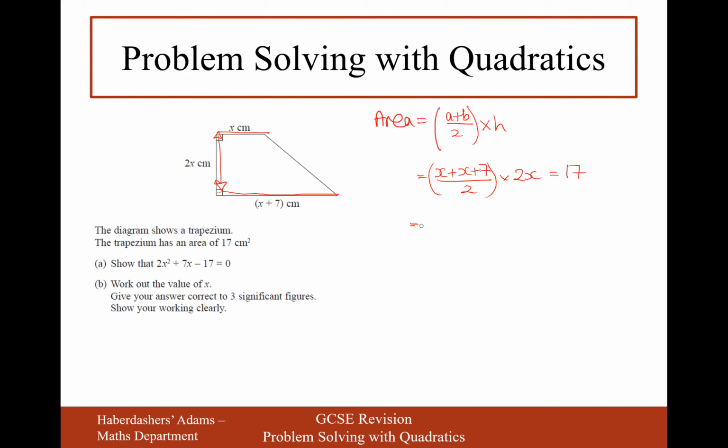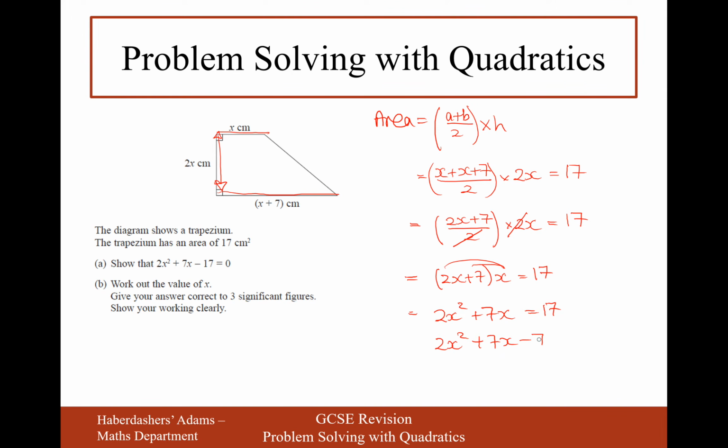Okay, so let's tidy this up a little bit. It's going to be 2x plus 7 over 2 multiplied by 2x equals 17. Now I can cancel out this divide by 2 and this multiply by 2 in the left-hand expression, which will leave me with 2x plus 7 multiplied by x equals 17. So if I now open up the brackets, it's going to be 2x squared plus 7x equals 17. And then if I take away 17 from both sides, I get the final answer.